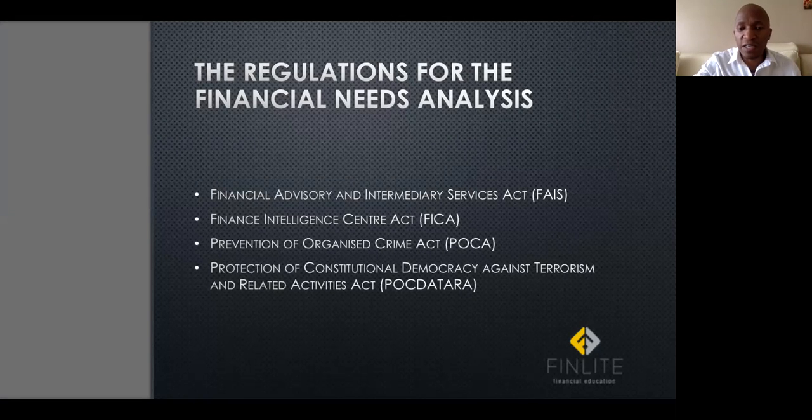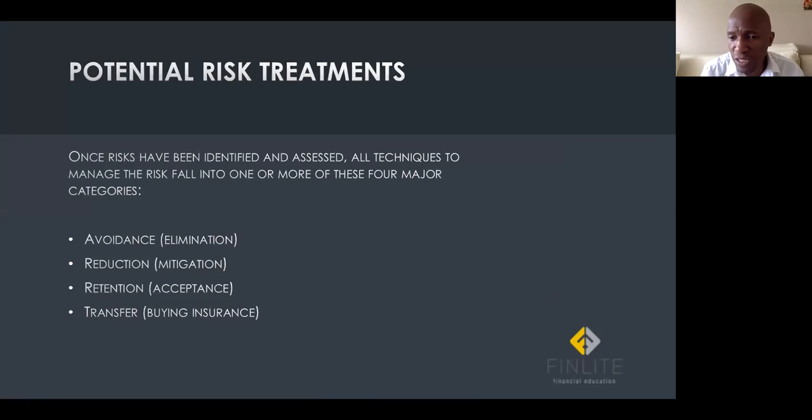Then let's look at potential risk treatments. How do we make sure that we are not exposed to too much risk? What can be done? Once risks have been identified and assessed, all techniques to manage the risk fall into one or more of the following: avoidance, elimination. If we realize, for instance, that trains are riskier, can you eliminate it? Can you use an alternative, a taxi? Can you buy a car? That's avoidance. So this is eliminating the risk completely.